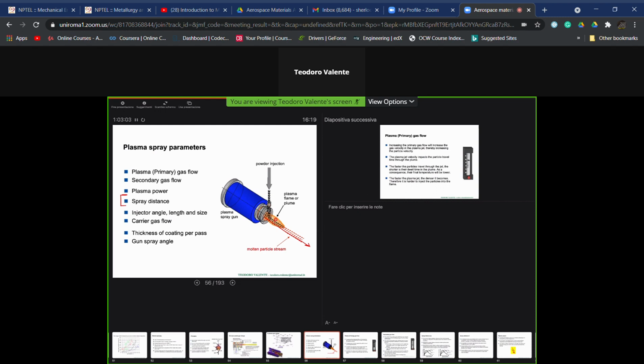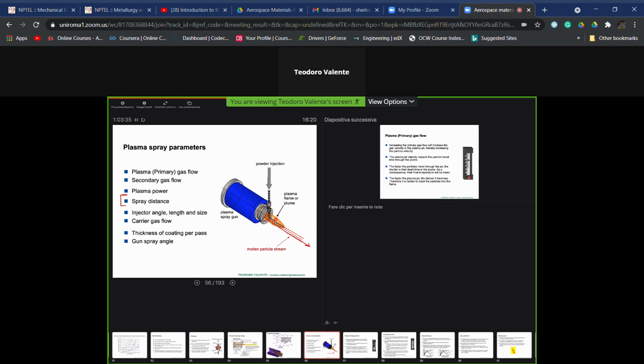And according to what we said before, for example, in terms of the difference between air plasma spraying and vacuum plasma spraying, we said that in vacuum plasma spraying the gas meets less resistance, so the plume will be longer. So we can expect that for the VPS system, the spraying distance will be longer than that used for the APS.